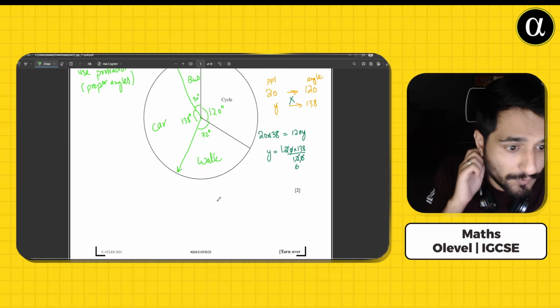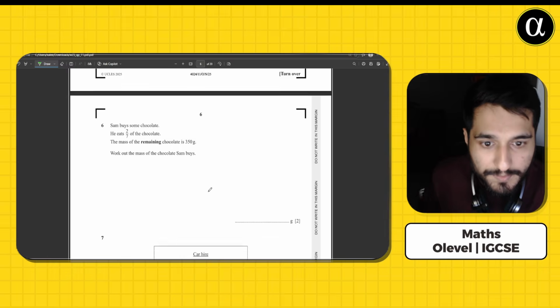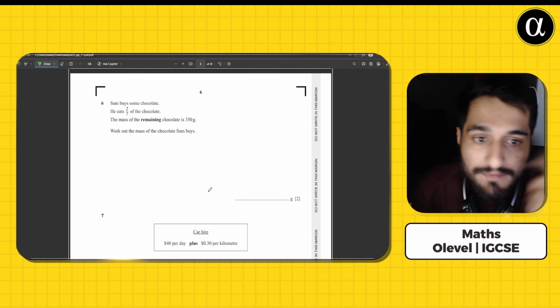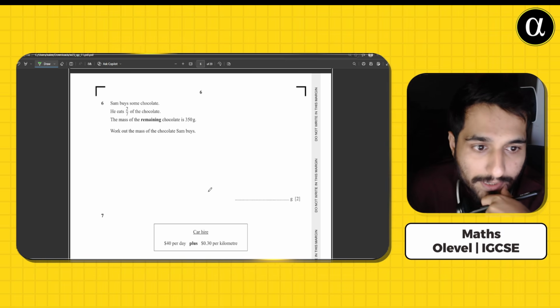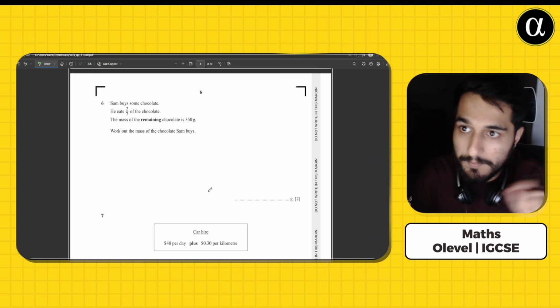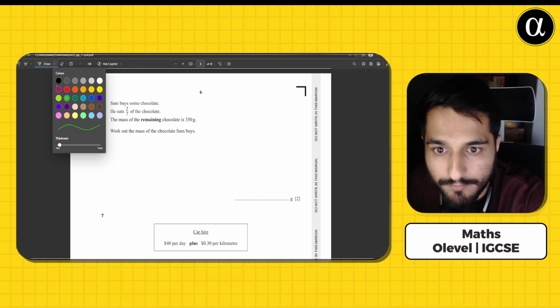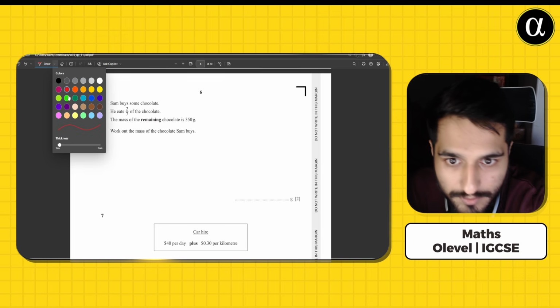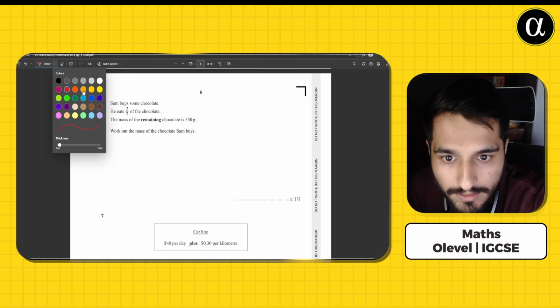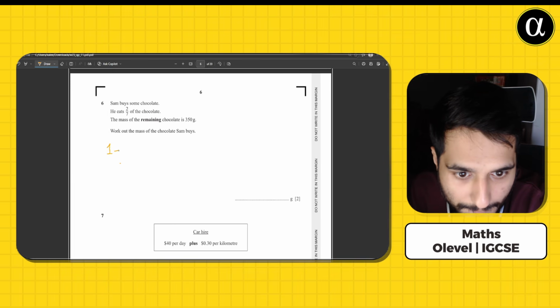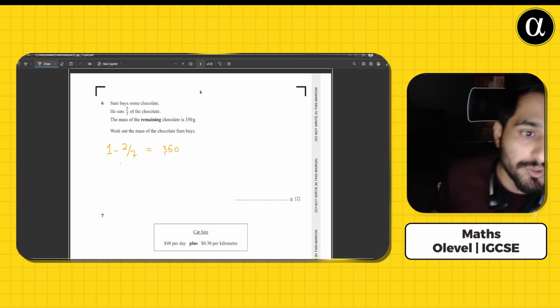Right, let's move on. Now the next part says Sam buys some chocolate. He eats 2/7 of the chocolate, and the mass of the remaining chocolate is 350. So what we know is the remaining mass, not the mass that he ate. So what is the remaining mass? We need to subtract it from 1 because the total fraction is always 1. So this is going to be 1 minus 2 over 7, and this fraction would result to be 350 because he said the remaining chocolate is 350 grams.